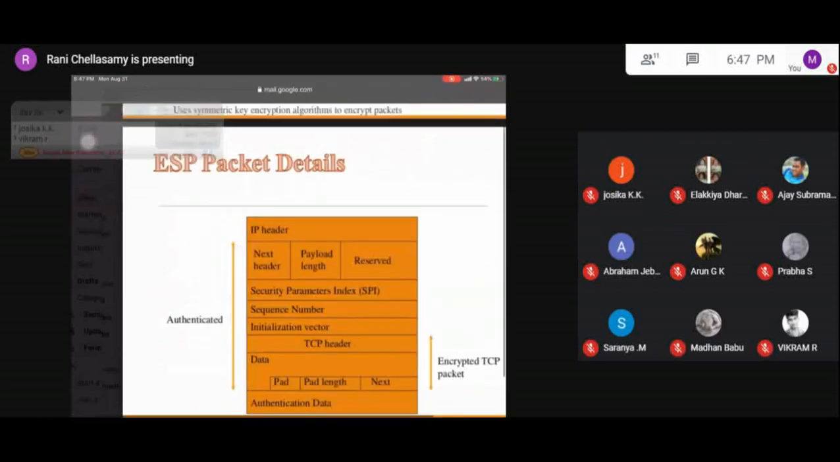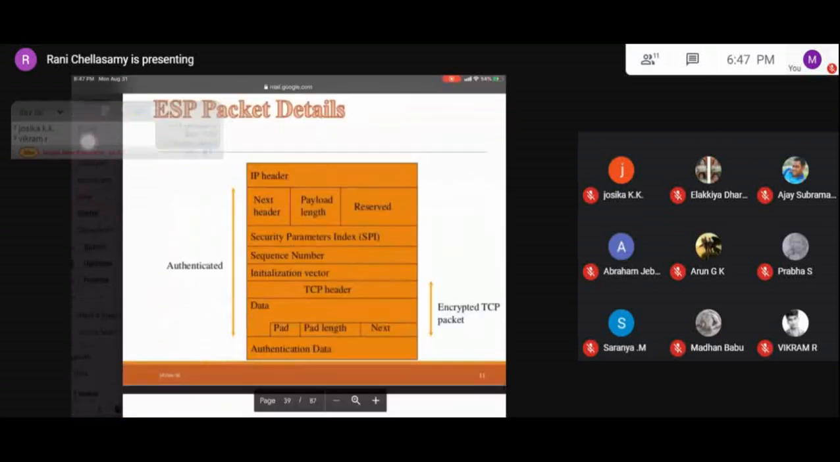So here you can see the ESP packet details, consisting of IP header, next header, payload length, reserved, SPI, sequence number, initialization vector, TCP header, data. In the data, you will be having the pad length, next, and authentication data. So here you can see the authenticated part at the left side, and at the right side you can see the encrypted TCP packet, from TCP till the data. The TCP header and data is the encrypted TCP packet.